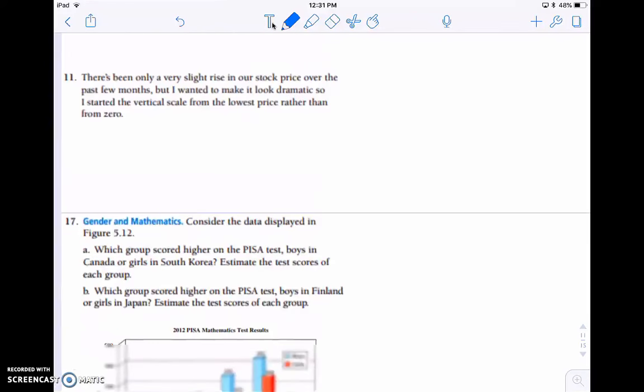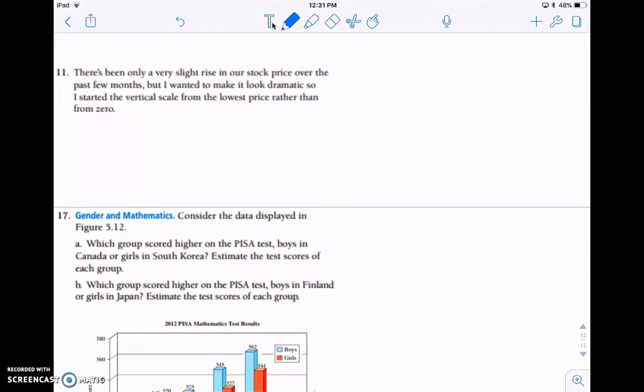Okay, number 11. There's been only a slight rise in our stock price over the past few months, but I wanted to make it look dramatic, so I started the vertical scale from the lowest price rather than from 0. Okay, this makes sense, and this is actually done all the time. Because if I just give you an example here, if you start at 0 and your stock price is up here, it may just look something like this.